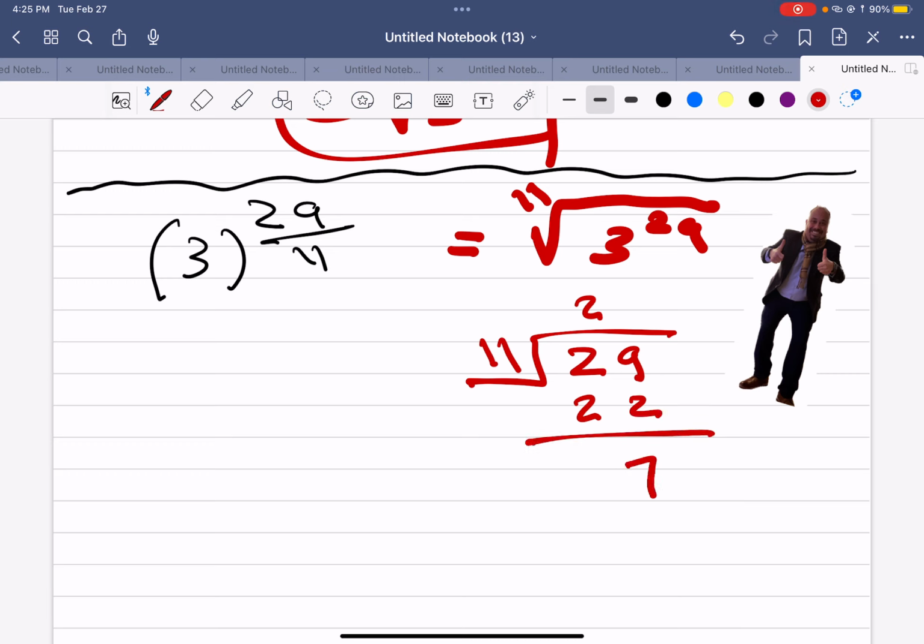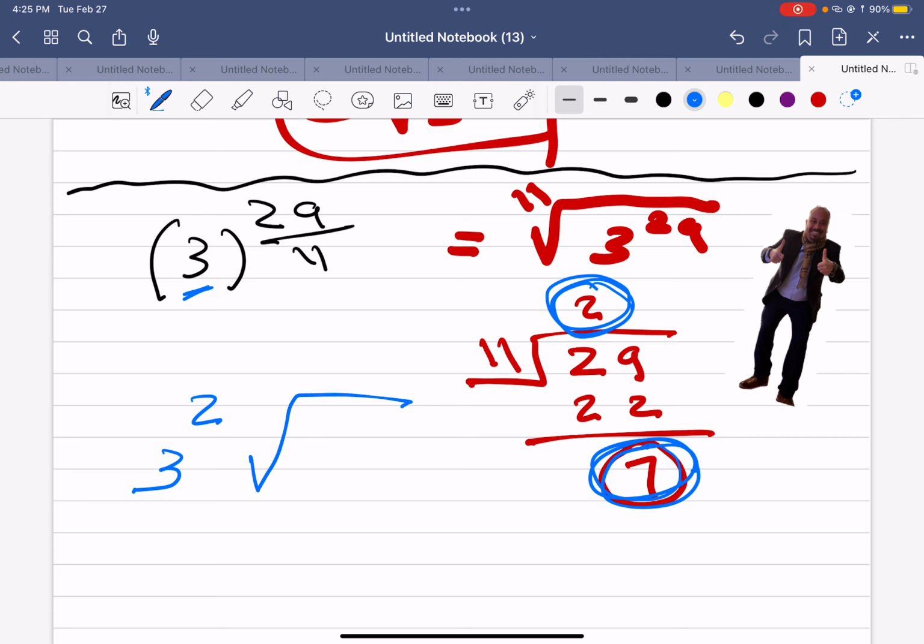The remainder is 7. So this number here is always the exponent of the base outside the radical. The base is 3, so there will be 3, exponent 2, outside the radical. And this number, the remainder, is the exponent of the base inside the radical. The base is 3, and that will be 7 over here. And also, there is the 11th root. That will be the answer.